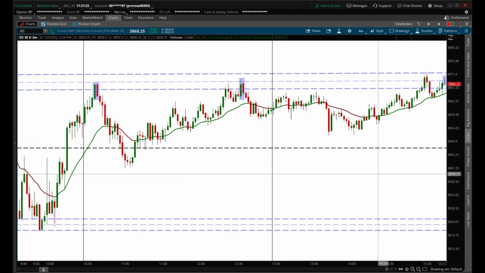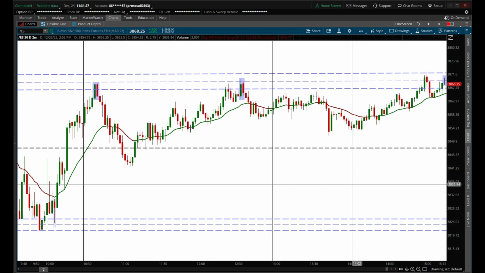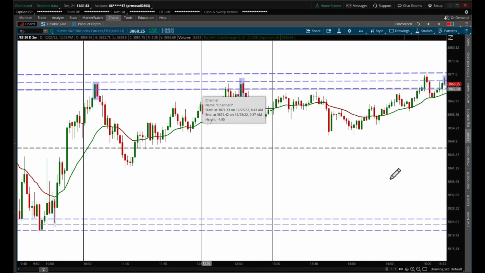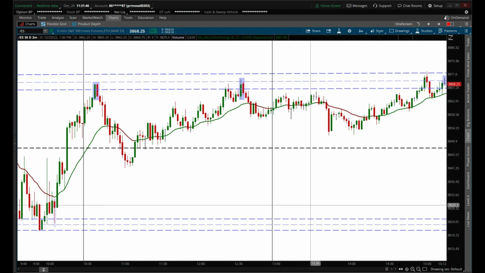Okay, hope that helps. And keep looking at it and place these either support resistance lines or channels around the price action. Go back and test it and see what kind of rejection happens, and that's how you'll gain confidence in it. Okay, thank you.